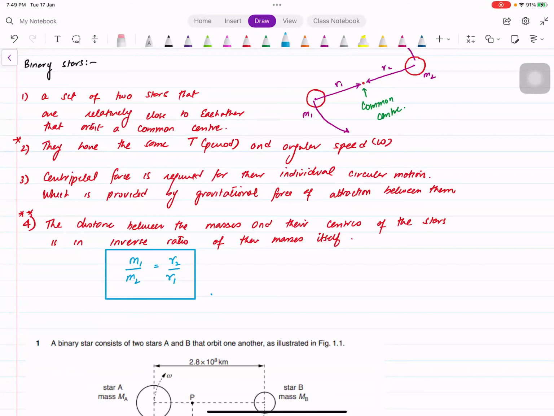Okay. I have a question. Yes, Anusha, go ahead. So point 4, does it mean that if the mass is greater, the distance between the center would be less? Obviously, that is correct. Yeah, 100%. It's inverse proportion to that. That's very nice, very nice.